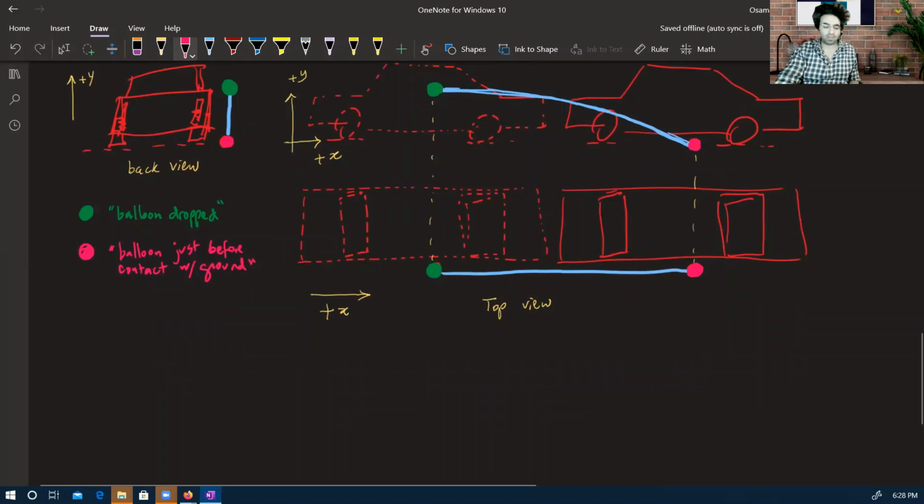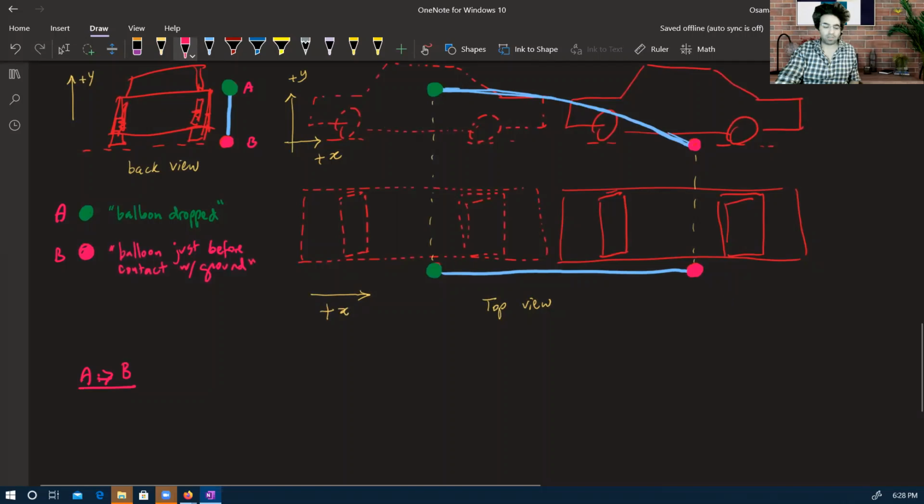So the segment to study, let's call this point A and call this point B. The segment to study is from point A, which is the balloon just dropped. So I guess that's what I'm calling A. And what I'm calling B is the balloon just before it hits the ground. And that's the segment of the motion that I want to study.